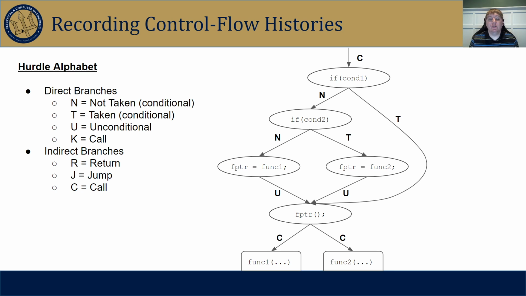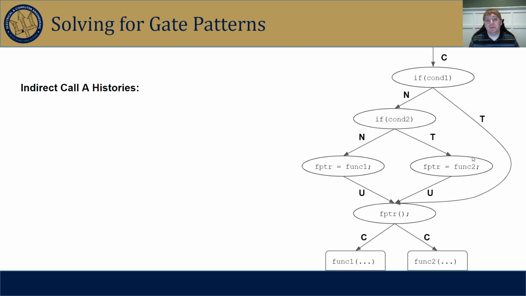I've labeled the control flow graph on the right here to show that we come into this function with an indirect call. We then have some not taken branches for the if parts of the if-else statements, a taken branch for the else part, unconditional branches to get to the code after the if-else statement, and then finally some indirect calls to leave via the function pointer. So we label the edges of this control flow graph, and then we can record the histories based on what we've seen prior to these indirect jumps and calls.